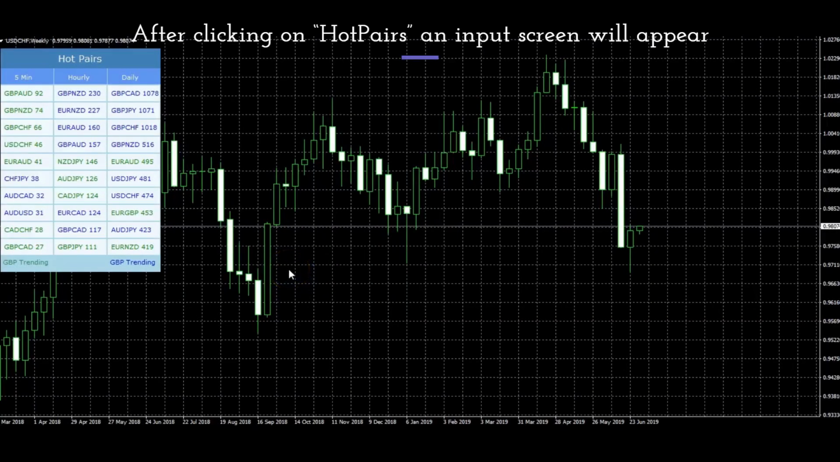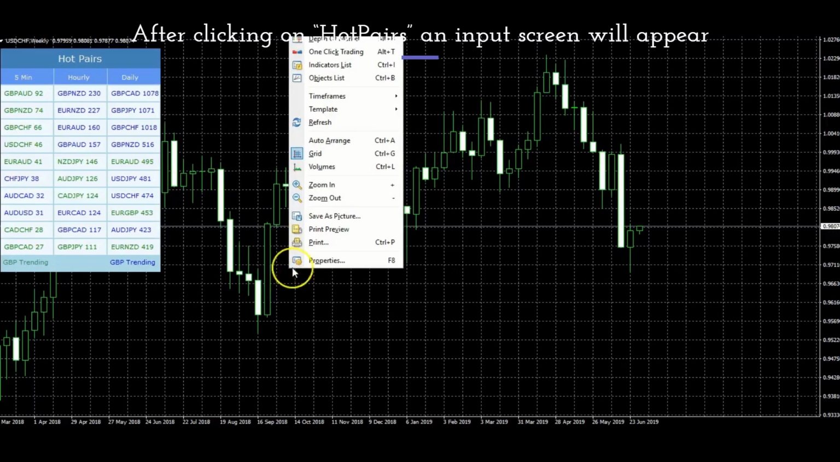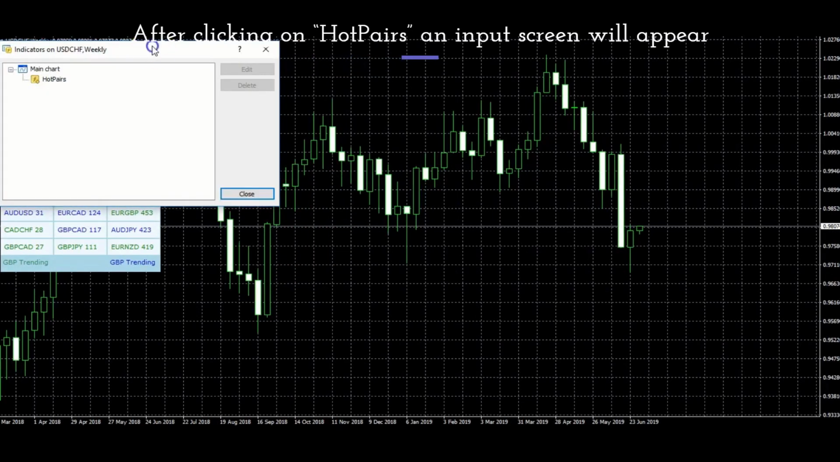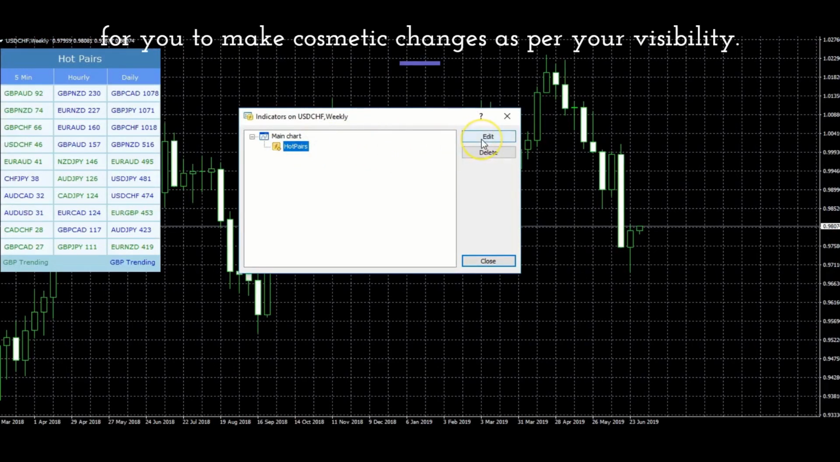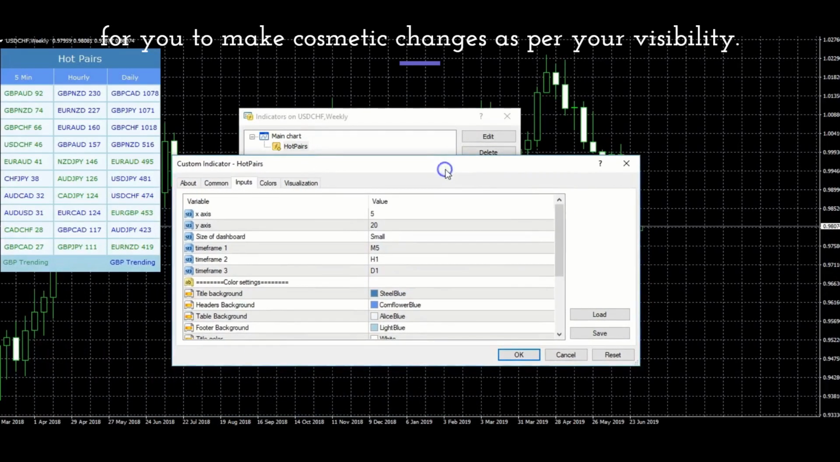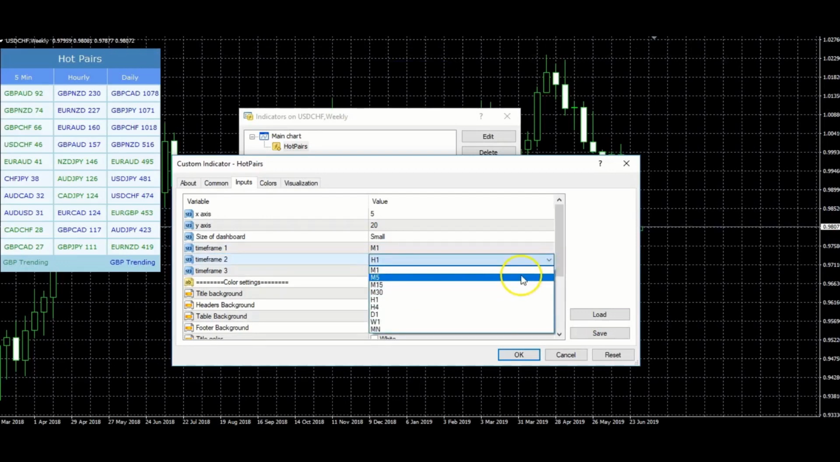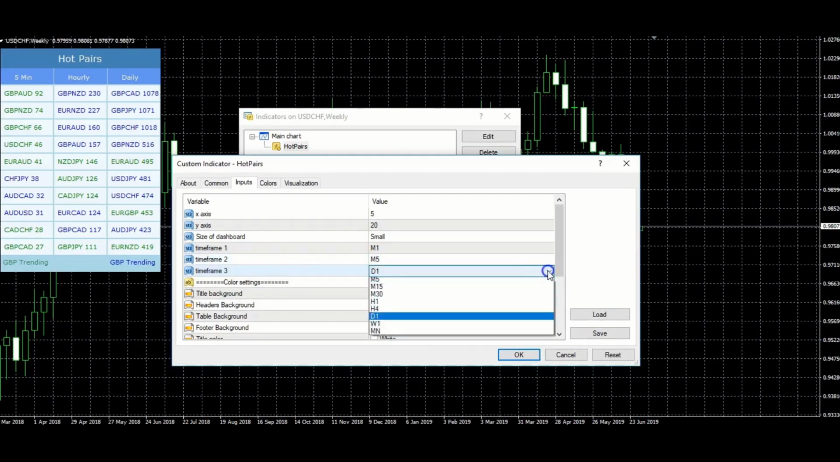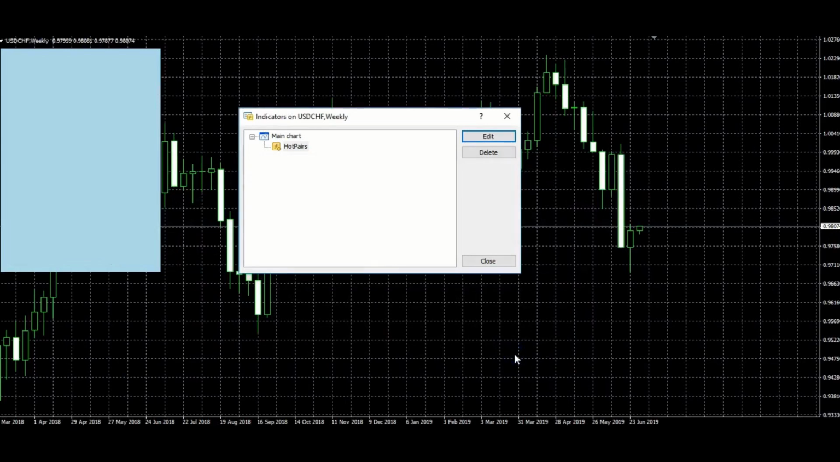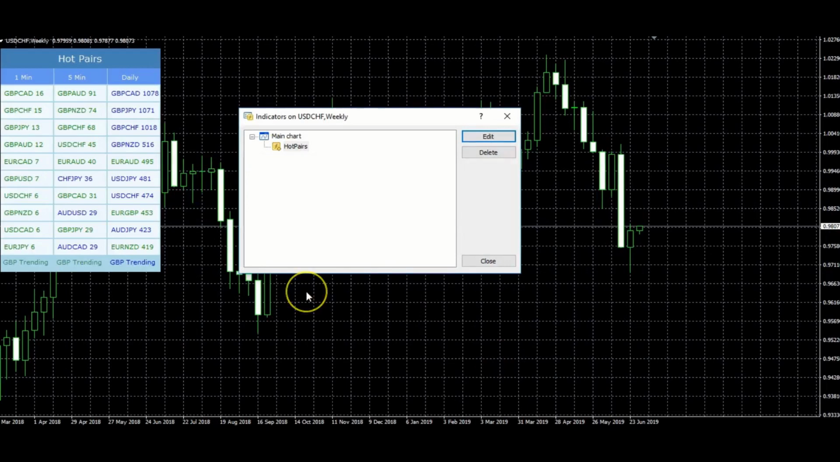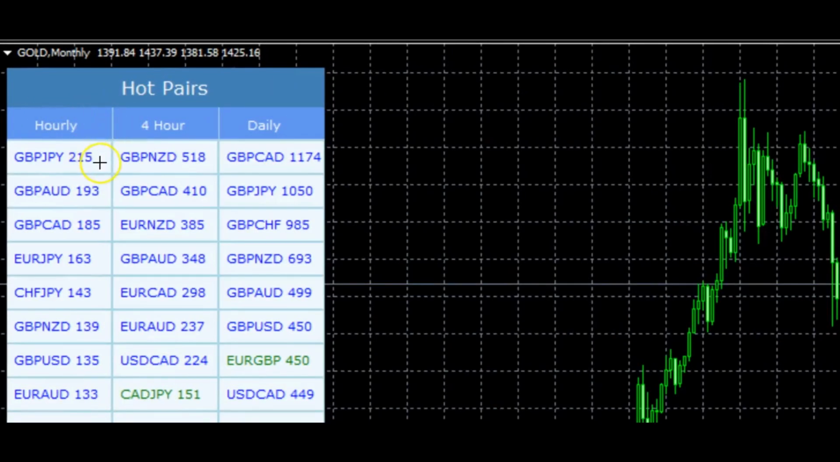The main objective of Hot Pairs Indicator is to analyze the top 10 trending and popularly traded currency pairs, saving traders time in figuring out which currency pair is trending or not. The numbers near the currency pairs are the trend score from highest to lowest.